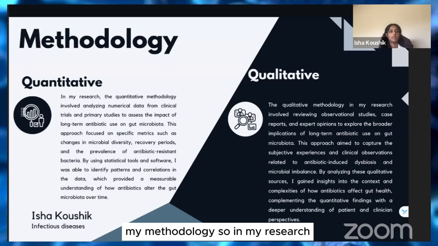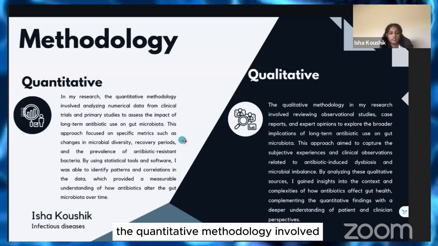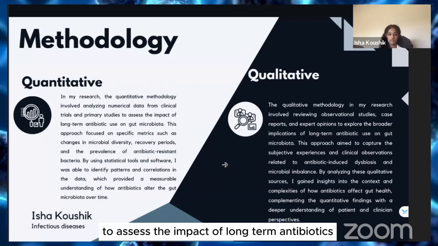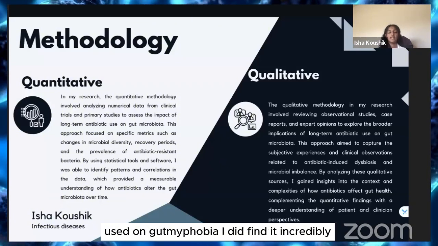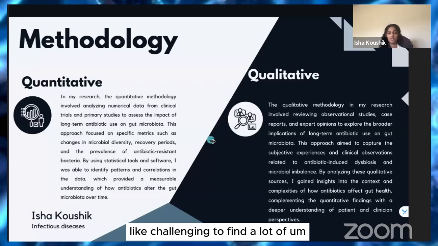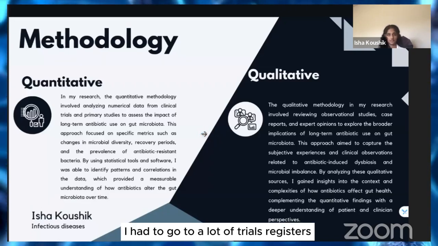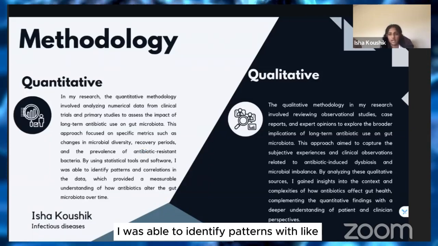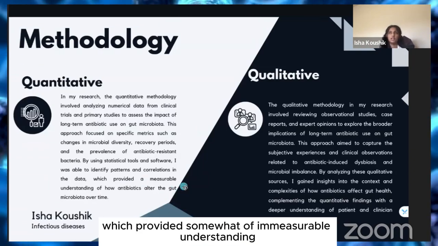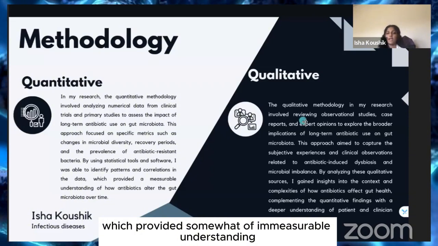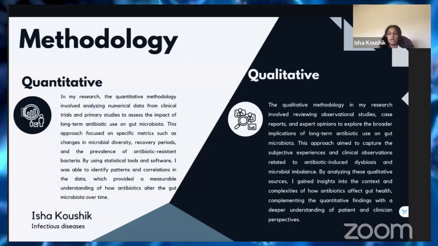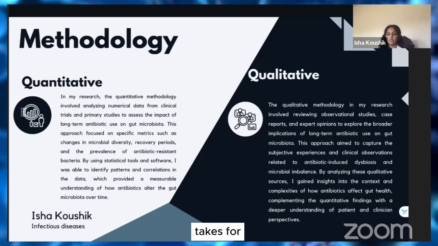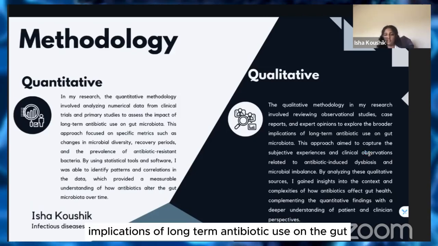Okay, my methodology. So in my research, the quantitative methodology involved analyzing numerical data from clinical trials and primary studies to assess the impact of long-term antibiotic use on gut microbiota. I did find it incredibly challenging to find a lot of articles on this. I had to go to a lot of trial registers, but I was able to do that. Using statistical tools and software, I was able to identify patterns and correlations in the data, which provided somewhat of a measurable understanding. And the qualitative data in my methodology involved reviewing observational studies and case reports and expert opinions to explore the broader implications of long-term antibiotic use on the gut microbiota.